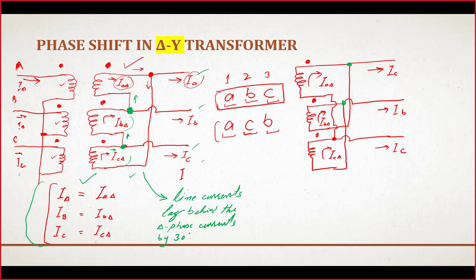Now let's discuss what the relation between the line currents and phase current will be in this delta. Again, I will use the same sequence ABC. This is phase A, phase B and phase C. We can call it IA delta, IB delta and IC delta.